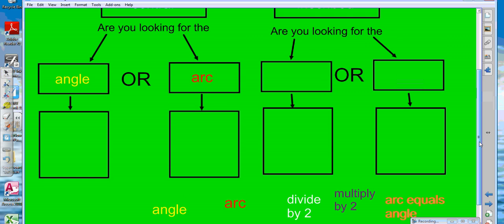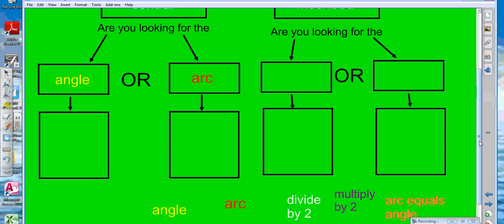Why does it matter? Okay, so you know it's a central angle, and you said, okay, find the angle measure. What do we do? Well, what do we know? We know that the arc is equal to the angle, no matter what. If I tell you the arc is 40, the angle is 40. If I tell you one is 30, the other is 30. So that can go into both of those boxes. Whenever it's a central angle, if you're looking for the angle or you're looking for the arc, the same rule applies. You don't have to think back and forth. They're just equal to each other.